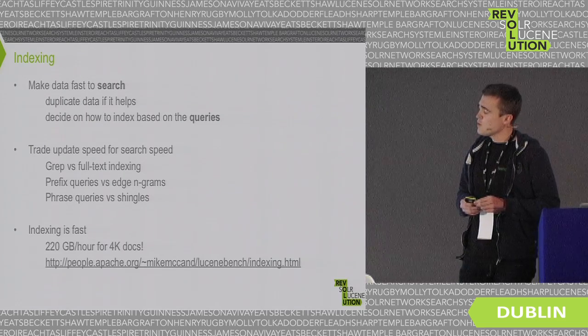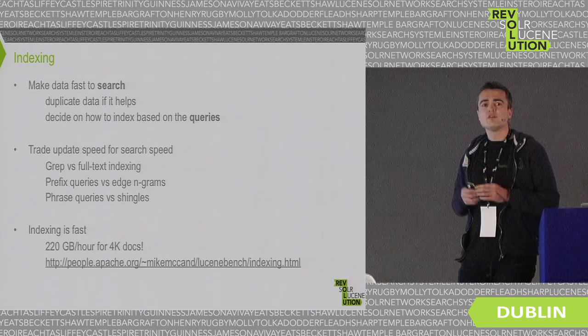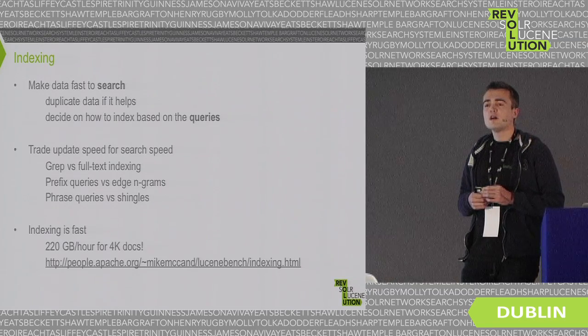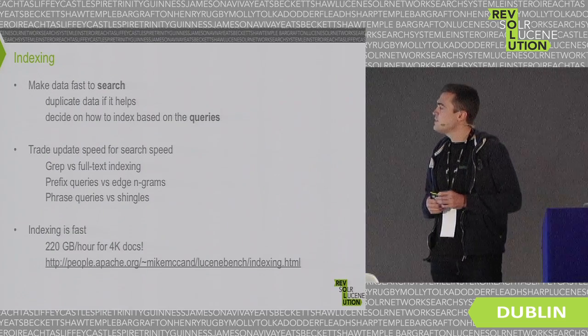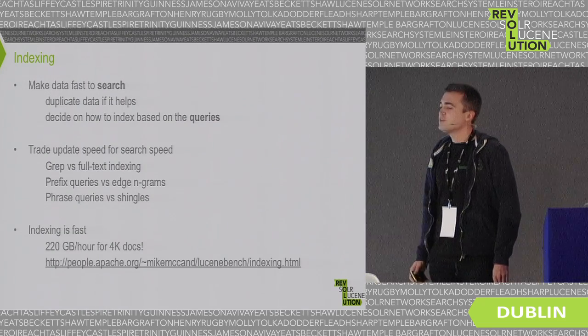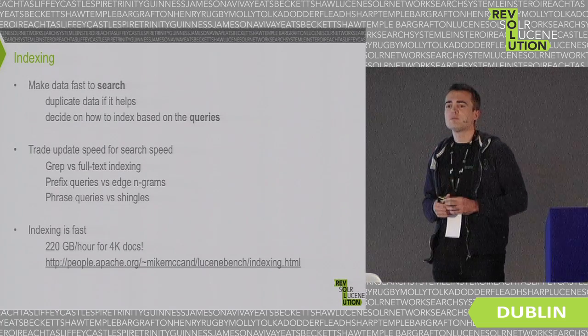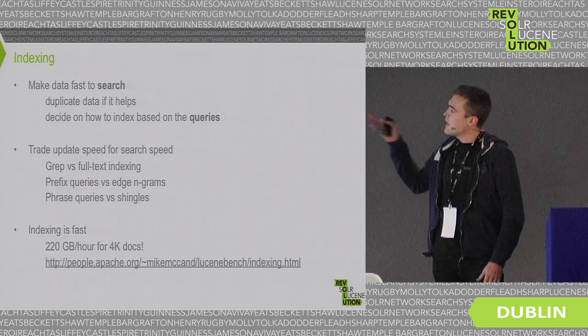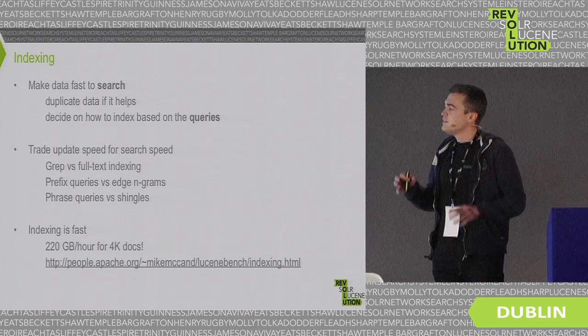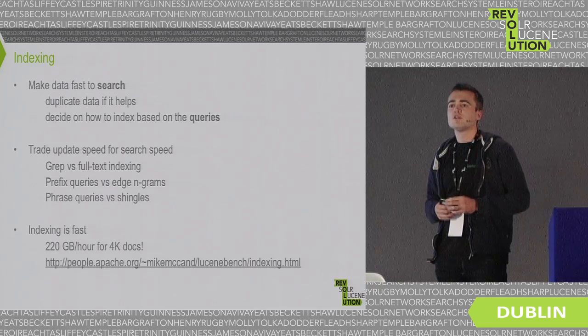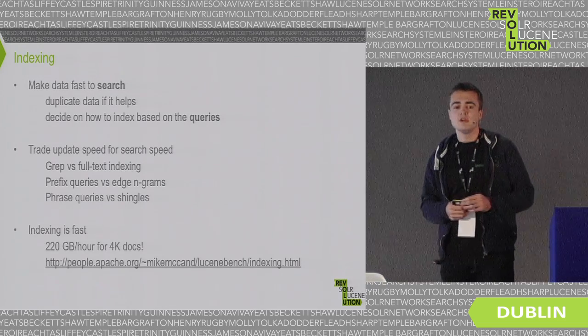Another example is phrase queries versus shingles. If you keep running phrase queries on your Lucene index, again, you may be misusing your Lucene index a bit, and a better option could be to use shingles. Shingles are basically concatenations of terms, and again, like n-grams, this allows you to use simple term queries instead of complex phrase queries in order to find documents in your Lucene index.